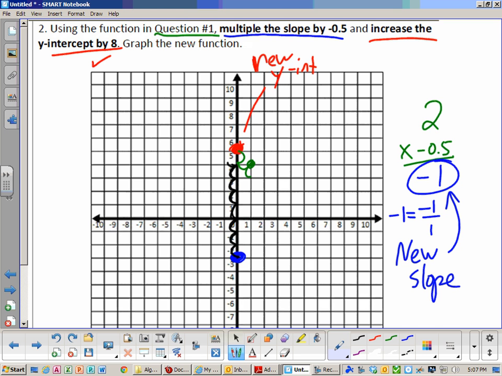Down 1 over 1, put a point. Down 1 over 1, and so on. You get the point. That's how your new line will look. You can go ahead and put some going backwards. All right, and there's your new line. Okay, not bad. Let's move on.